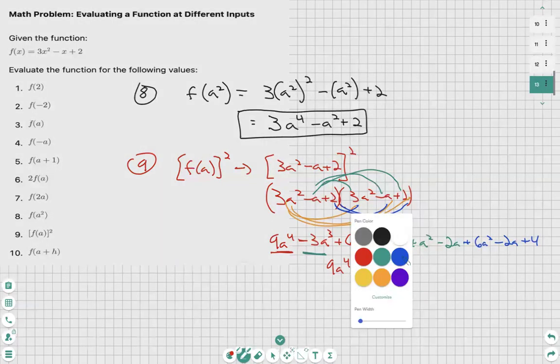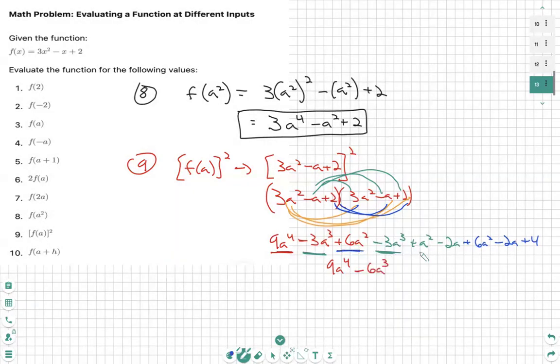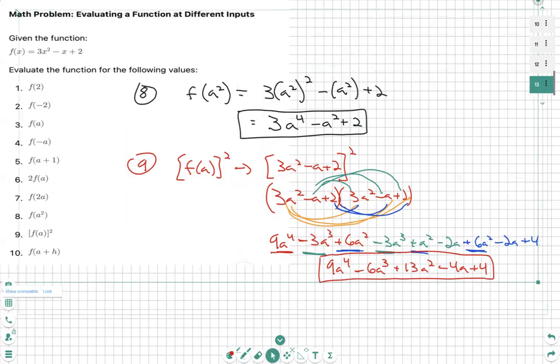Next, we have to combine our a squareds. I see an a squared, an a squared, and an a squared. So 6 plus 6 plus 1, we get positive 13a squared. Easy left is we have negative 2a, which becomes minus 4a, and then just plus 4 by itself. So that is what that will combine into after we FOIL the initial one.